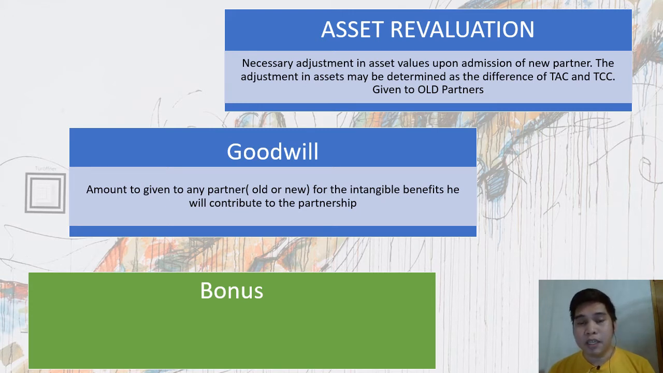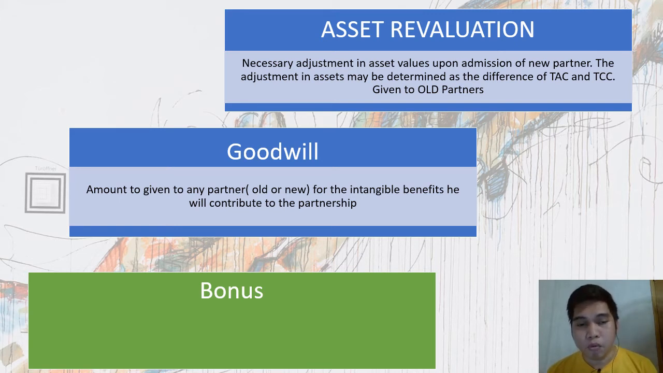So it's either bibigyan po natin ng goodwill si old partner o pwede rin naman bigyan natin ng goodwill si new partner. So ayun yung difference niya between the asset revaluation. Kasi sa asset revaluation, ang binibigyan lang po niyan ay si old partners, while si goodwill pwede po kahit sinong bigyan, basta magbibigay po siya ng intangible benefit sa company. However, sa mga bago nating standard, hindi na masyadong allowed o hindi na masyadong ini-encourage si goodwill kasi mahirap patunayan yung goodwill. Kaya most of the time, asset revaluation na lang po yung ginagamit.